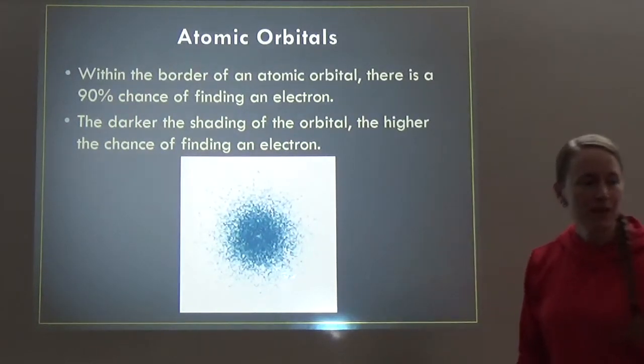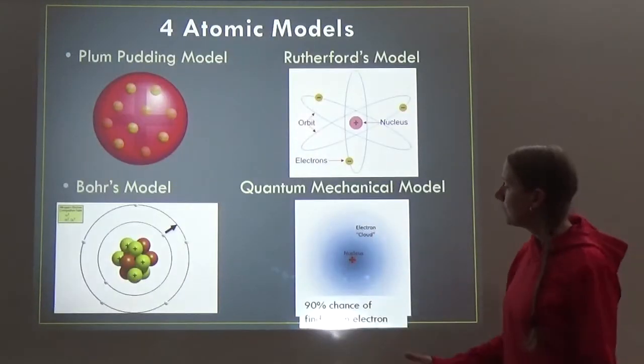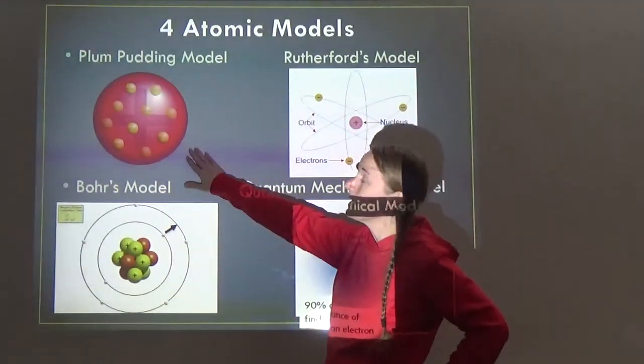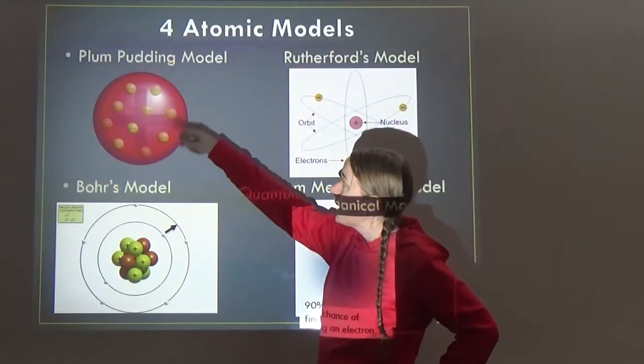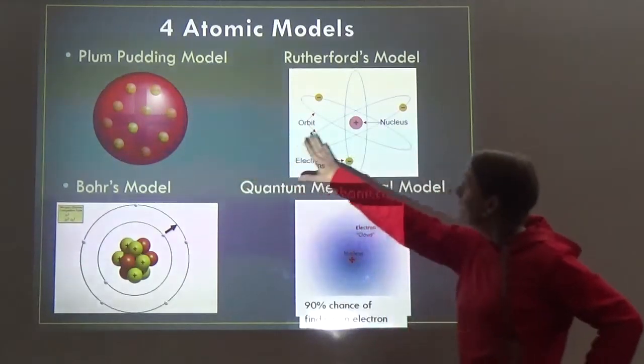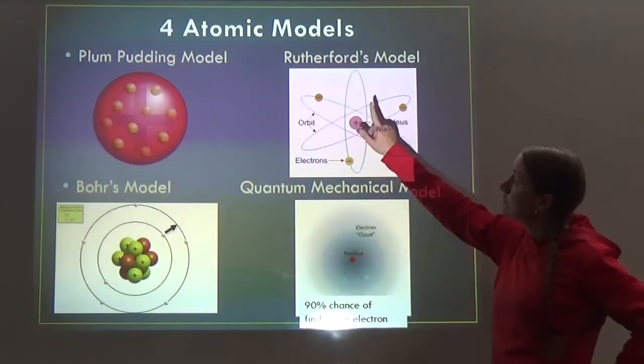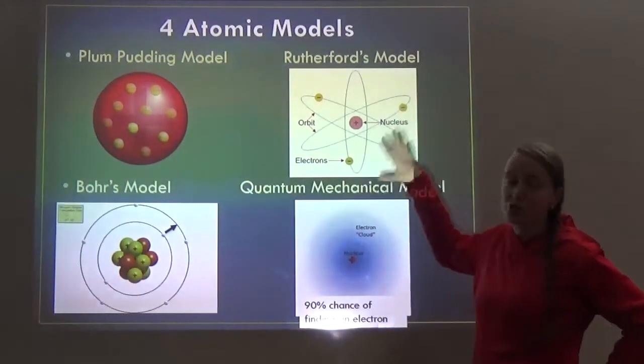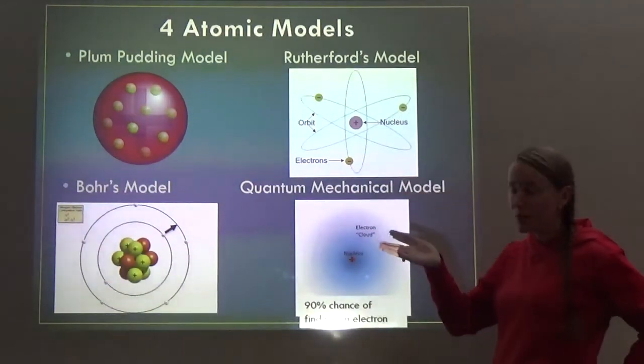So let's just review our 4 atomic models. First we had J.J. Thomson's plum pudding, the positive area with the electrons. Then Rutherford discovered the nucleus, so he put the nucleus in the middle. Electrons are just somewhere around it. We have no idea where.